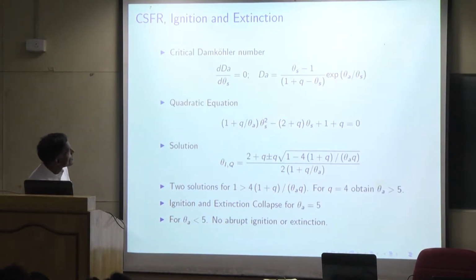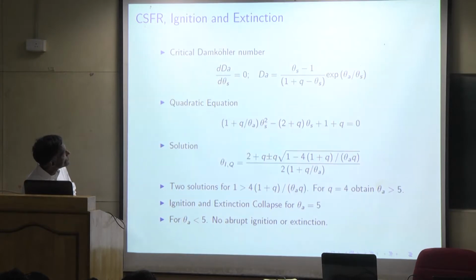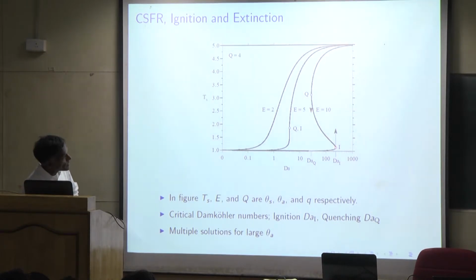Since we're interested in ignition and extinction, I'm going to do the following. At the point where quenching occurs, either this quenching point or the ignition point, you can see that the derivative of the Damköhler number with respect to theta s, d(Da)/d(theta s), must be 0. This is true at the ignition point as well as the extinction point. So the derivative must be 0.